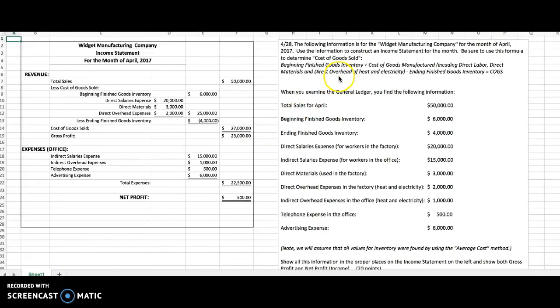Look at the directions. Here, this is a manufacturing company, the widget manufacturing company for the month of April, and you need to use the formula that I give you right here to determine the cost of goods sold. And for a manufacturing company, this is the formula. You take beginning finished goods inventory, add to it the cost of goods manufactured because you are manufacturing something, and to find the goods manufactured, you include direct labor, direct materials, and direct overhead of heat and electricity in this case. Then you subtract the ending inventory. That gives you the cost of goods sold.